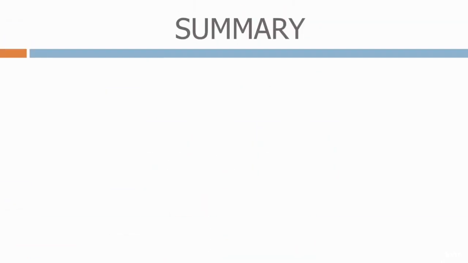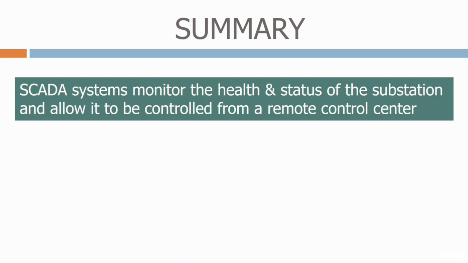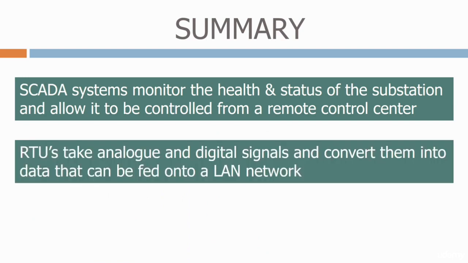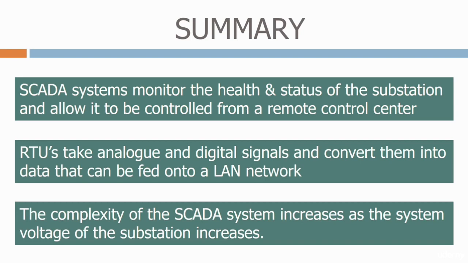Let's summarize what we learned today. SCADA systems monitor the health and status of the substation and allow it to be controlled from a remote control center. RTUs take analog and digital signals and convert them into data that can be fed onto a LAN network. The complexity of the SCADA system increases as the system voltage of the substation increases.